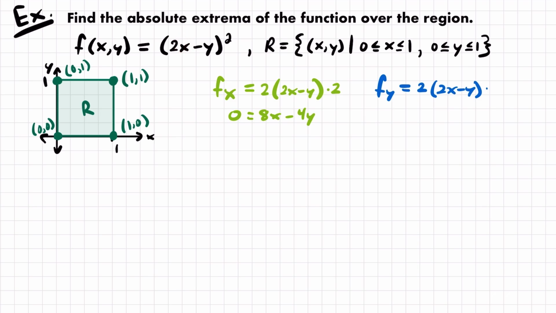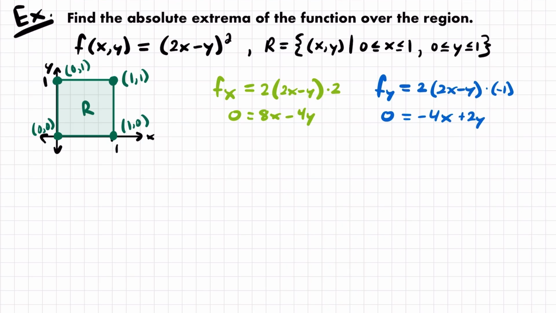Its derivative is 0, and then the derivative of negative y is negative 1. So we multiply by negative 1. And so simplifying, 2 times negative 1 is negative 2. So distribute negative 2 through this quantity, and you will get negative 4x plus 2y. All right, and we also want to set that equal to 0 and solve for x and y, right? We now have a system of equations that we need to solve. So let's work on that here.